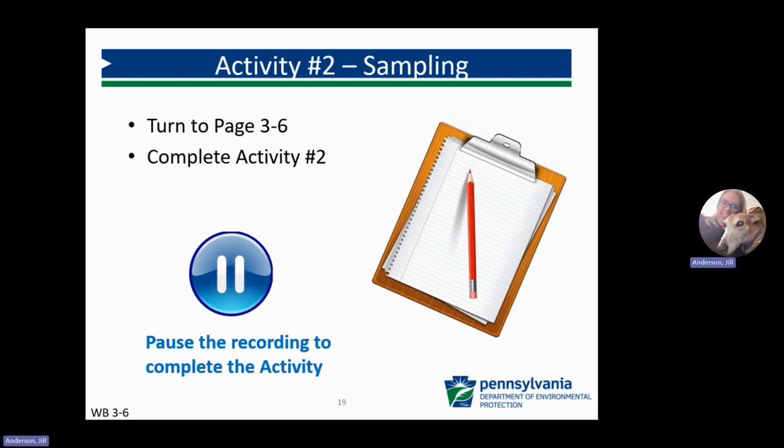Next, we have an activity to test your understanding. You can find activity number 2 on page 3-6 in the workbook. You may pause the recording now to work through the activity and answer the questions, and then come back to the recording. The next several slides will go over the answers to the activity.